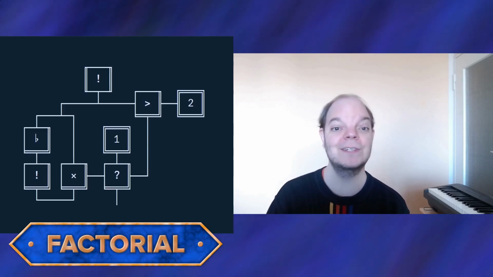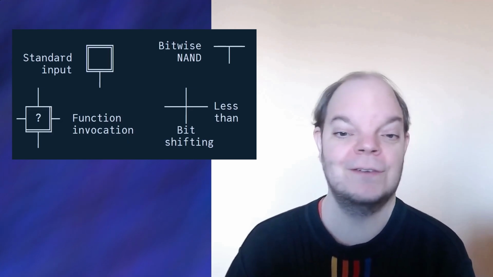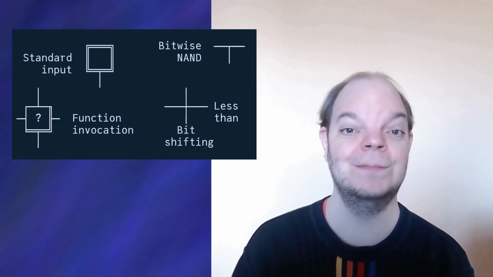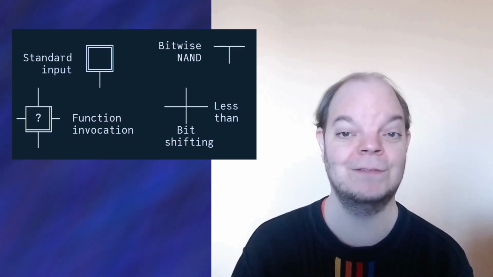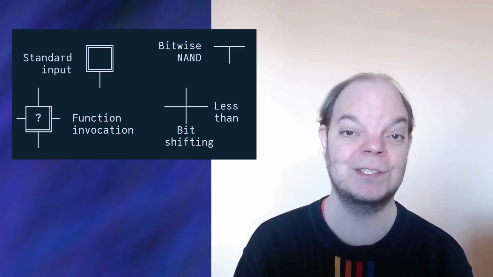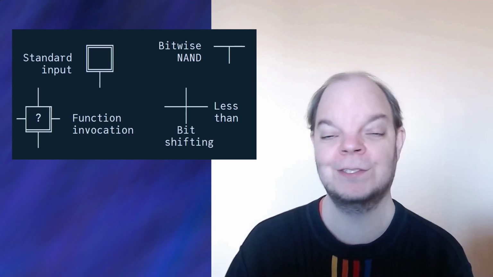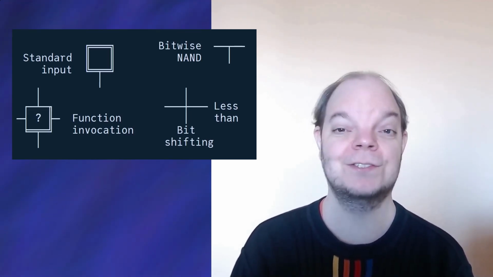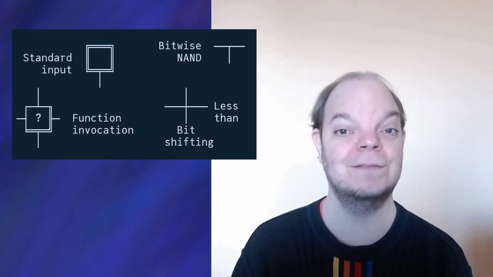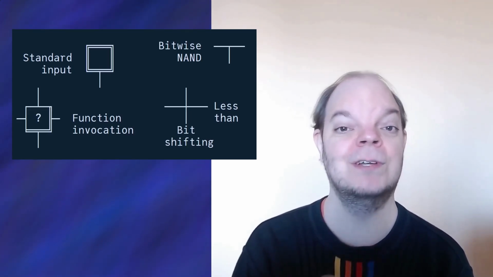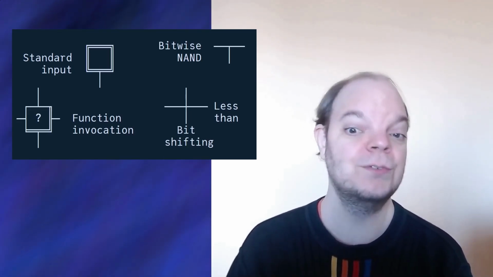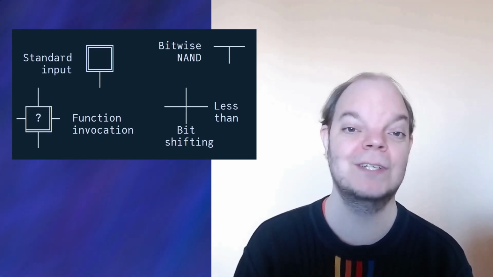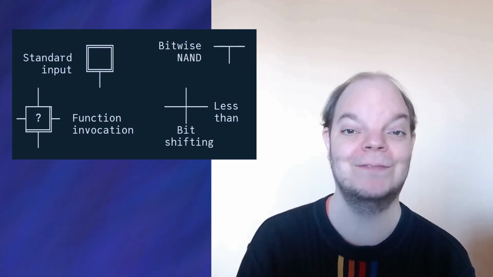But I also revealed to you in that video that there are only 5 basic operations in Funciton: standard input, bitwise NAND, function invocation, less than, and bit shifting. And that the language is Turing complete even with just those 5. And I challenged you to try to write an addition function, a function that will just take 2 numbers and return the sum, using only these 5 basic building blocks. If you were wondering how to do that, well, you've come to the right video.